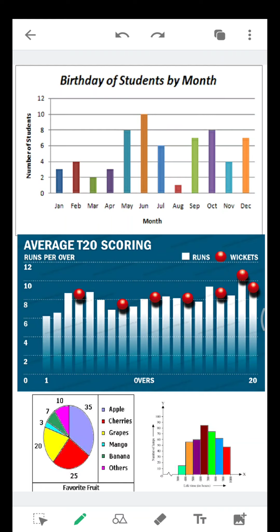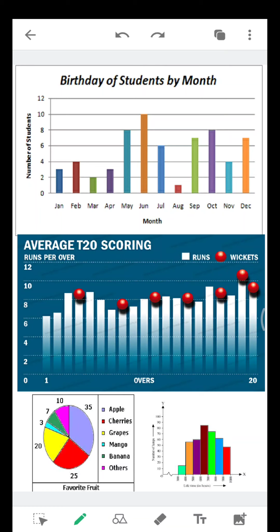The first graph shows the birthday of students by month. So how many students were born in the month of January? You can easily say here three students were born in the month of January. And how many students were born in the month of June? So you can clearly see here 10 students were born in the month of June. So by looking at the graph we can easily understand the data, what information is given in the given data.